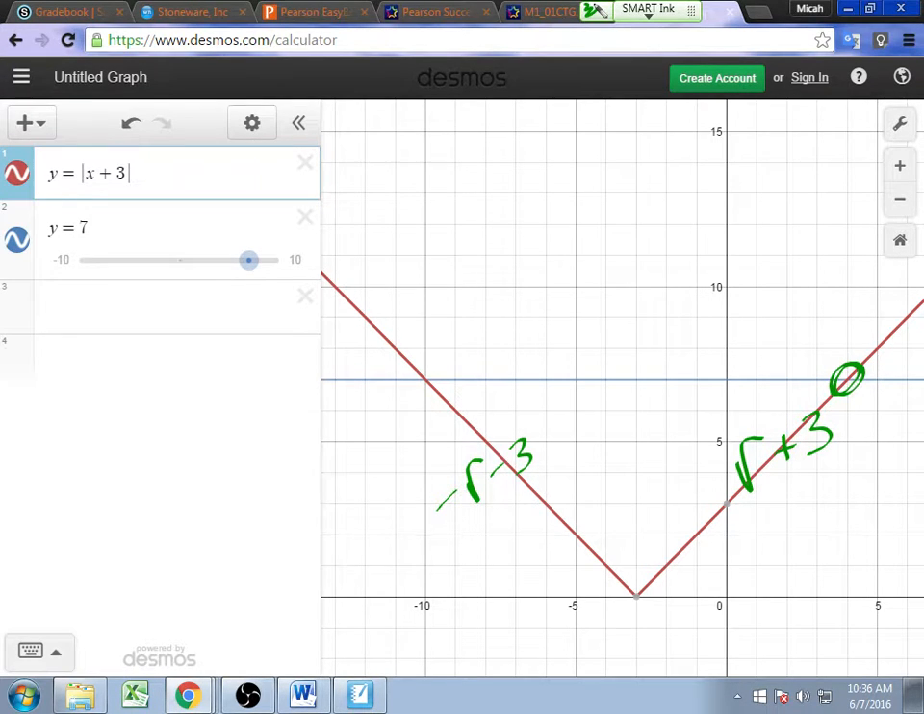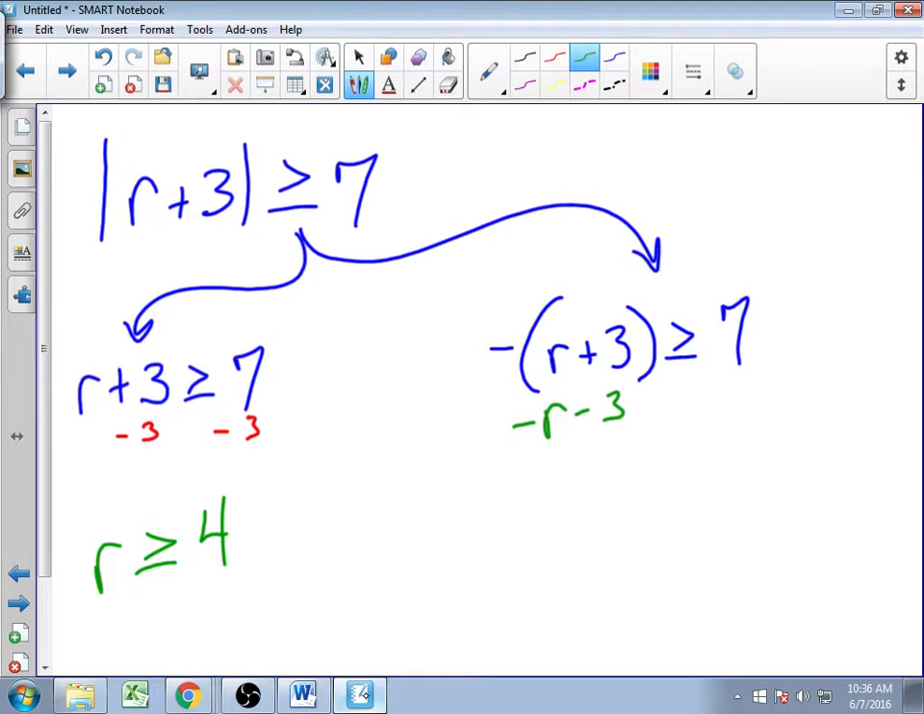There's my point where it hits 7, where it equals 7. That's 4, and anything greater than 4 is also greater than 7. So when r is 4 or bigger, it works. I solve my other situation.